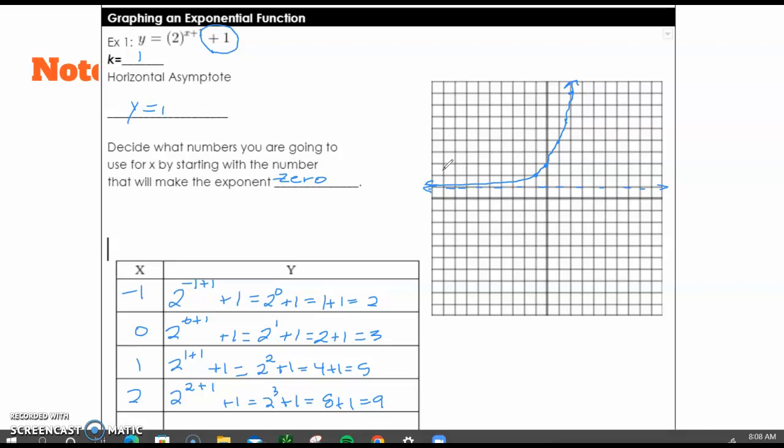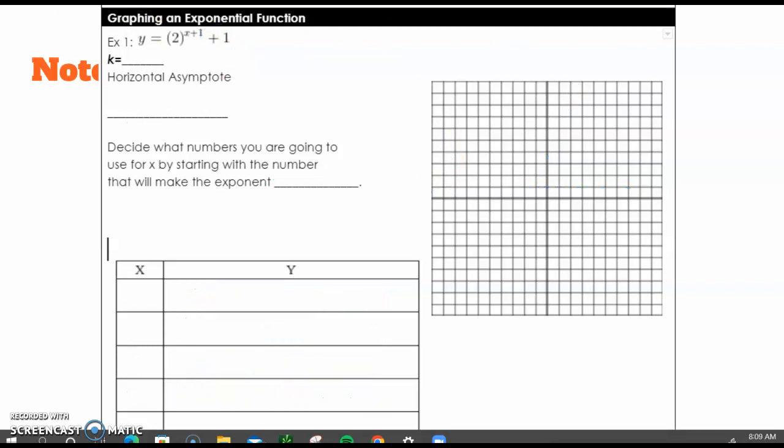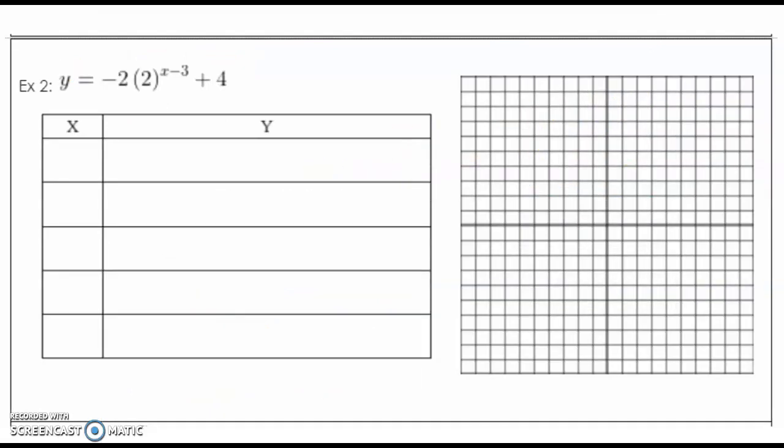There we go. All right, let's try another one. Same basic process. The equation's a little different this time. Let's see how it works. Negative 2 times 2 to the x minus 3.